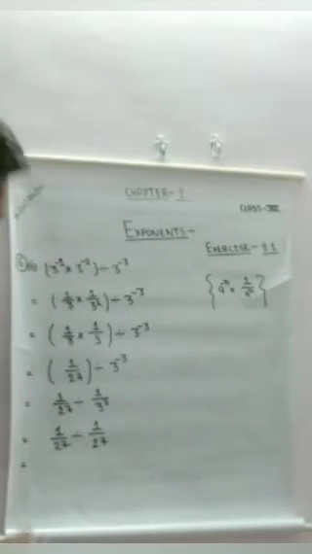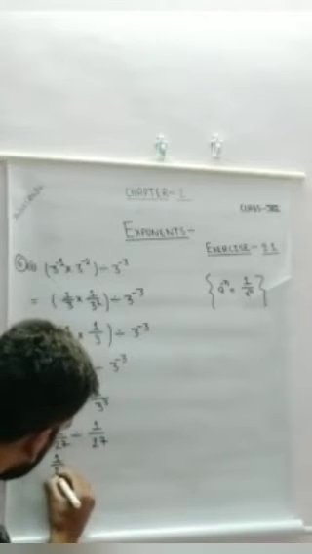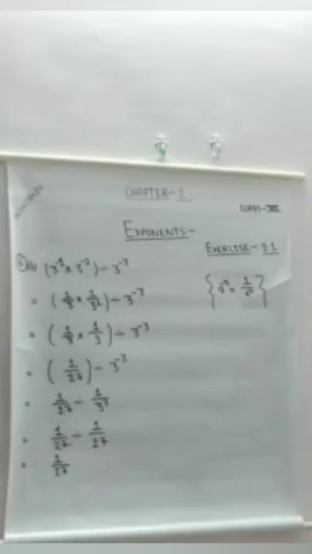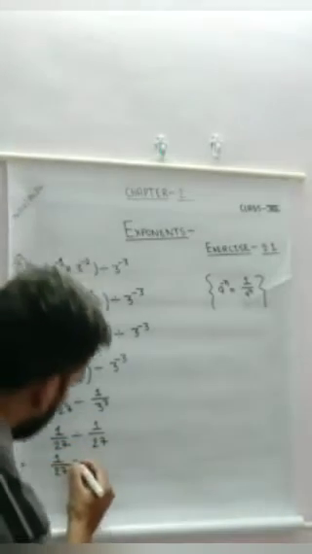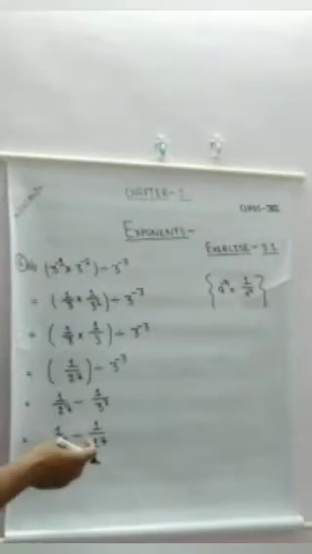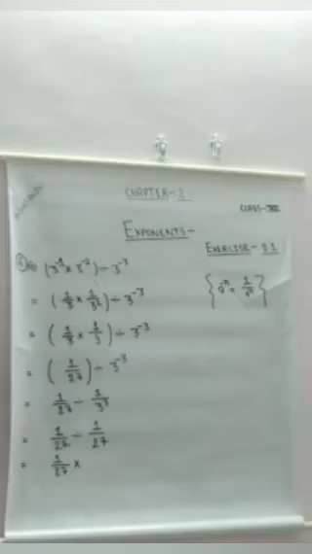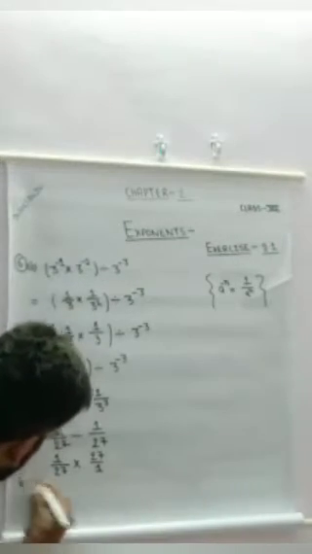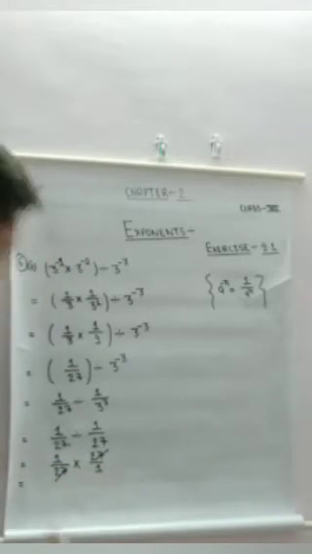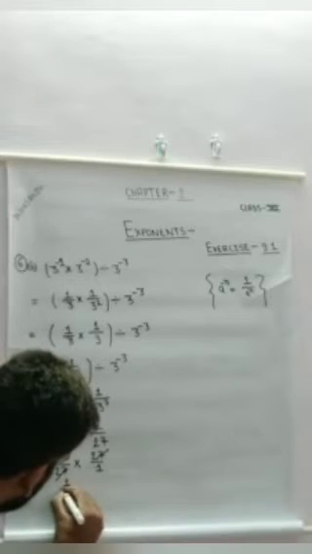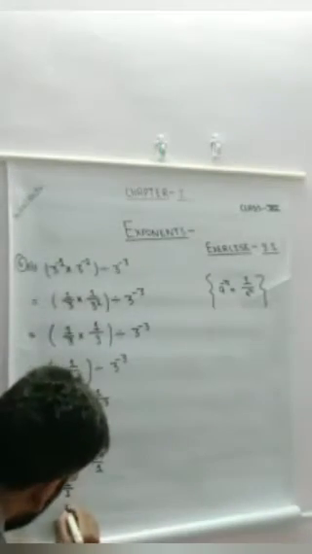Now 1 upon 27, the division sign has to be converted into a multiplication sign, and take the reciprocal of 1 upon 27. We get 27 upon 1. Twenty-seven cancel. We get 1 upon 1, which is equal to 1.